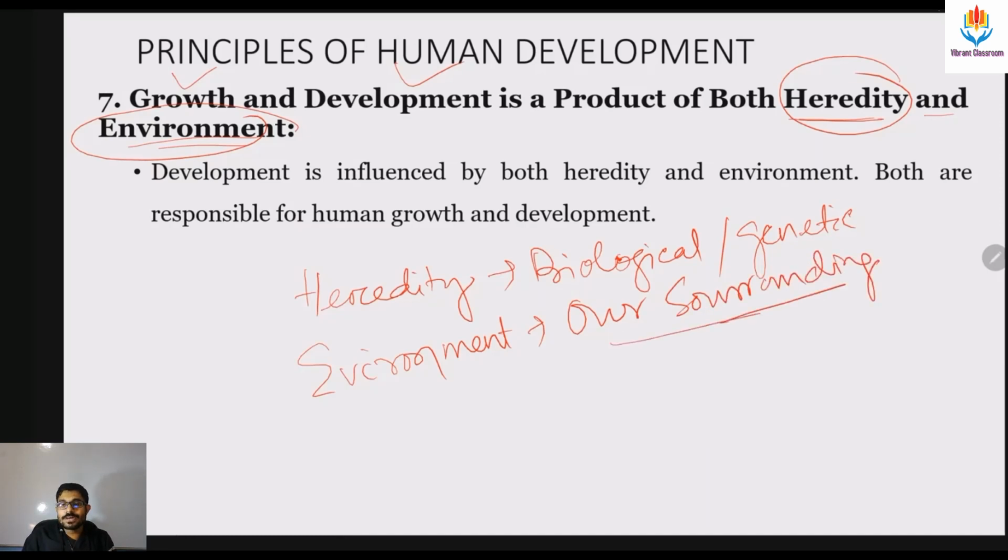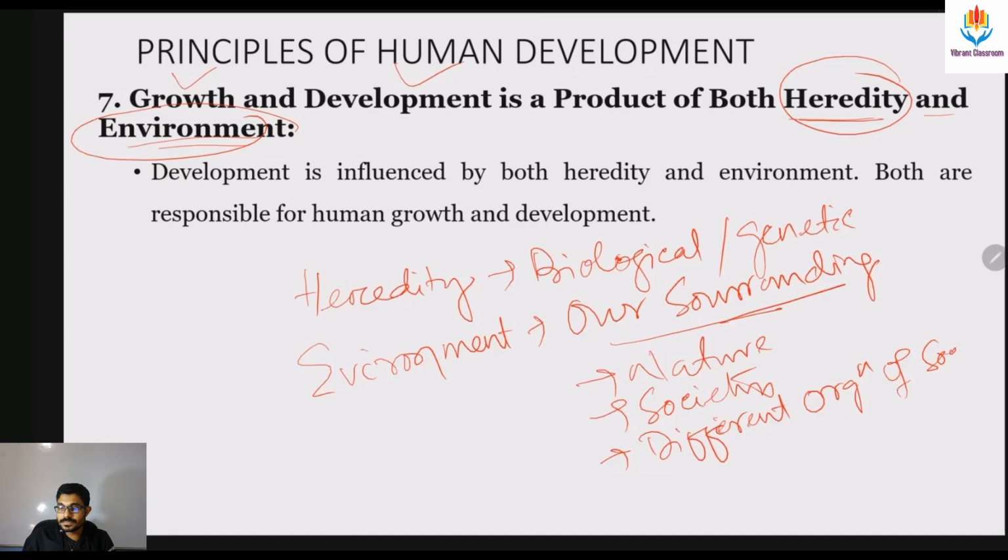Okay, in our surroundings we find a lot of things like nature, society, different organizations of society, family, etc. So there are a lot of things present in our surroundings.